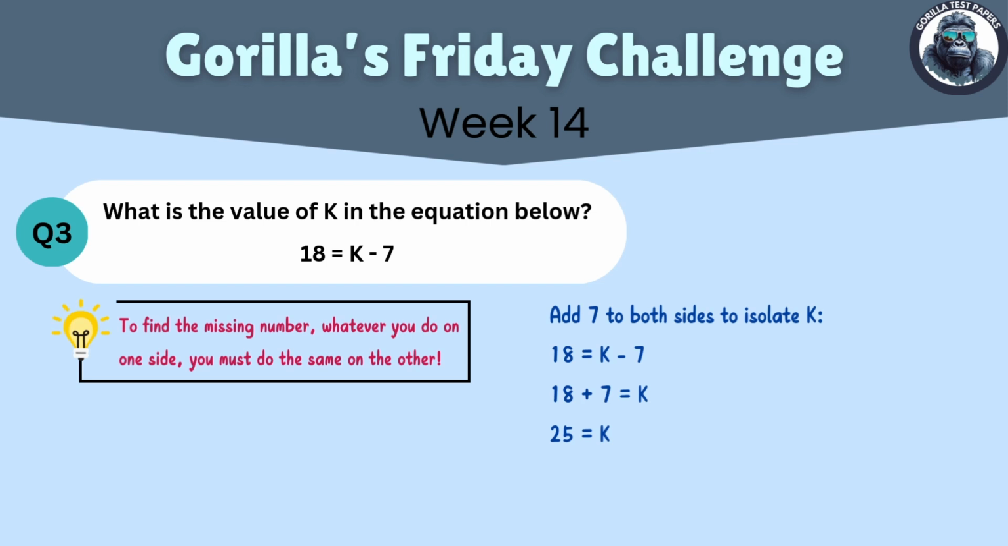The other way to do this, like before, is to move the minus 7 across the equal sign, and once it crosses the equal sign, it becomes plus 7. So once again, it would also be 18 plus 7 equals k, which also gives us 25. So therefore, the answer for this question is 25.